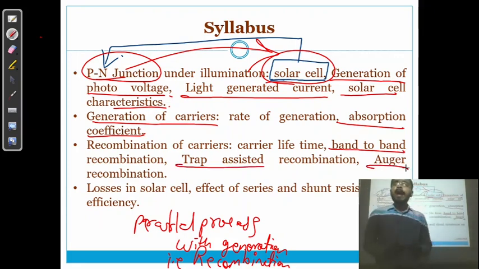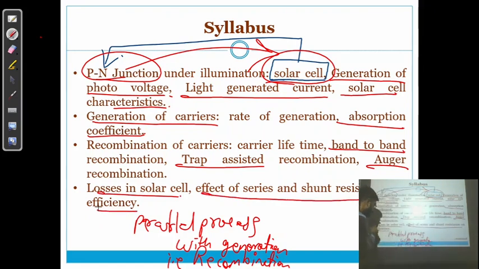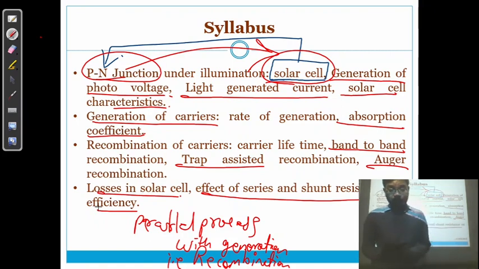After recombination we will take the device, the solar cell, and we will study the losses inside the solar cell, what kind of losses are going to be there, and the effect of series and shunt resistance on the efficiency of the solar cell. We will also see how this series resistance evolves, how this shunt resistance evolves, what is the birthplace of this shunt resistance in a solar cell, and what is its effect on the efficiency of the solar cell. This we are going to study.